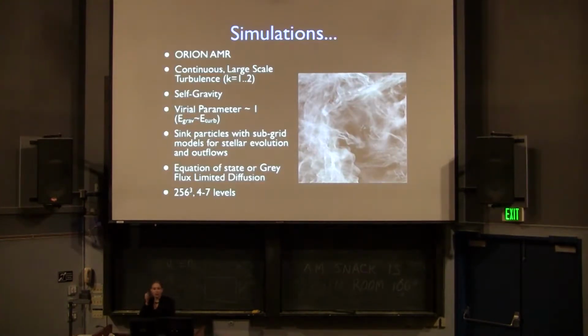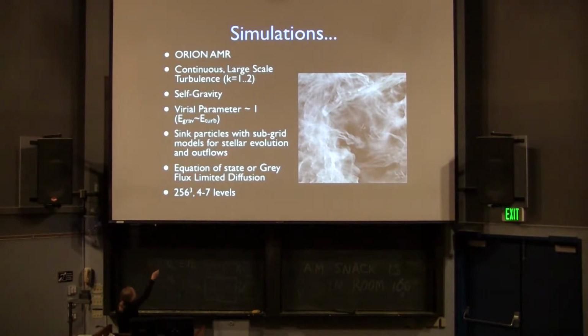Okay, so the simulations that I'm talking about today throughout this talk are all done with Orion AMR. They all have continuous large-scale turbulent driving. So we're driving on wave numbers of 1 to 2. Why we do that is because we think that most of the energy injection in this cloud is happening on the largest scales and cascading from those scales down to smaller scales. All the simulations have self-gravity, and we assume that the cloud is virialized, so the gravitational energy and kinetic energy are about equal.